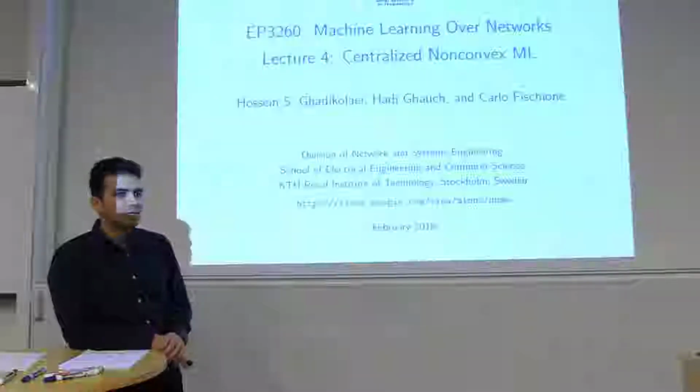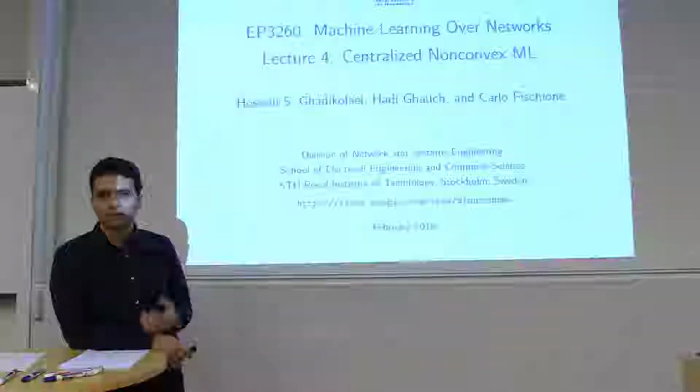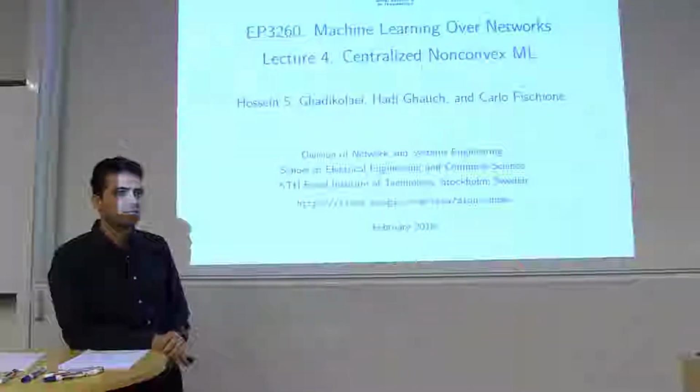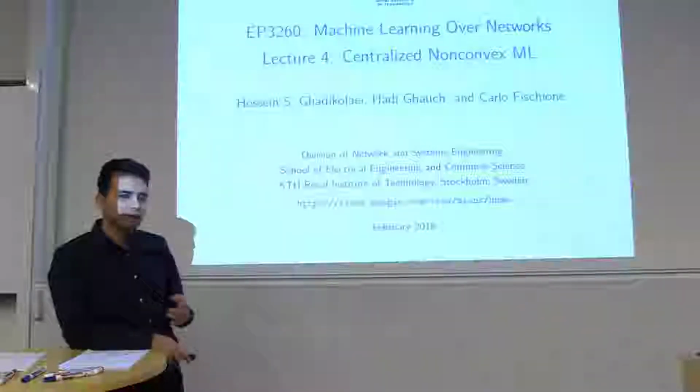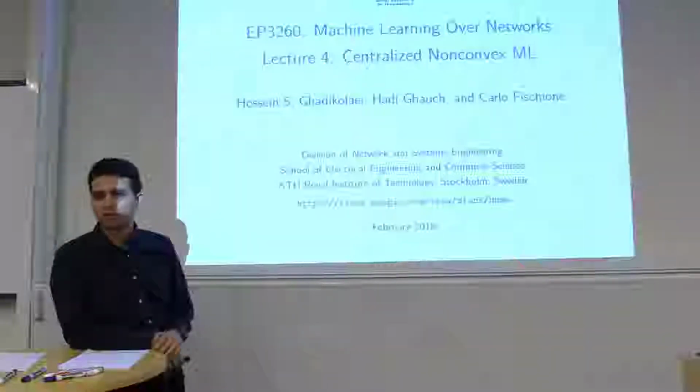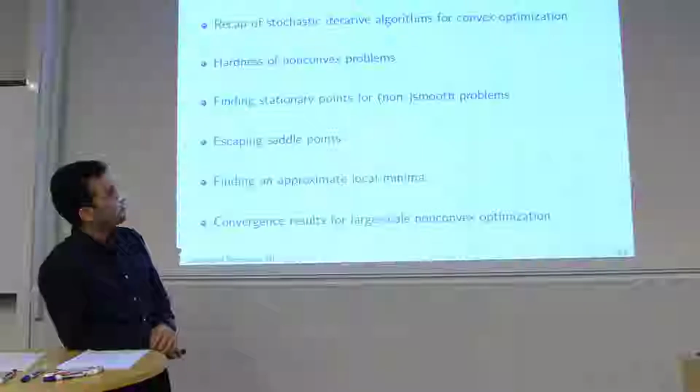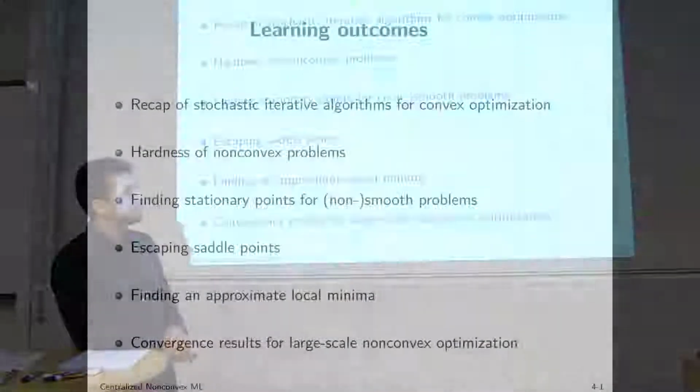Even more importantly, what are the main problems that will appear in non-convex optimization? And why is it really important? Because whenever you see a machine learning problem, in most scenarios at least, you will see some form of non-convexity somewhere. Okay, so some learning outcomes of this lecture.